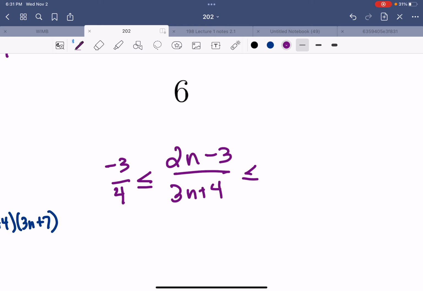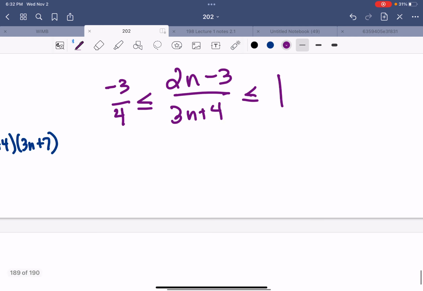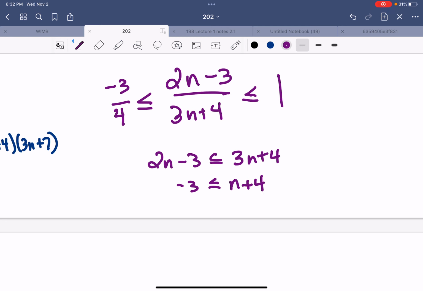Then we want to bound it above, and we can bound it above by saying what number is bigger than this. Let's see. We guarantee that 1 is going to work here. Why is 1 going to work? If you have 2n minus 3 less than or equal to 1, multiply both sides by 3n plus 4. And that's true because if I subtract the n's, I have negative 3 is less than n plus 4. And that's always going to be true because n is a positive number, and when you add 4, that's much bigger than negative 3.